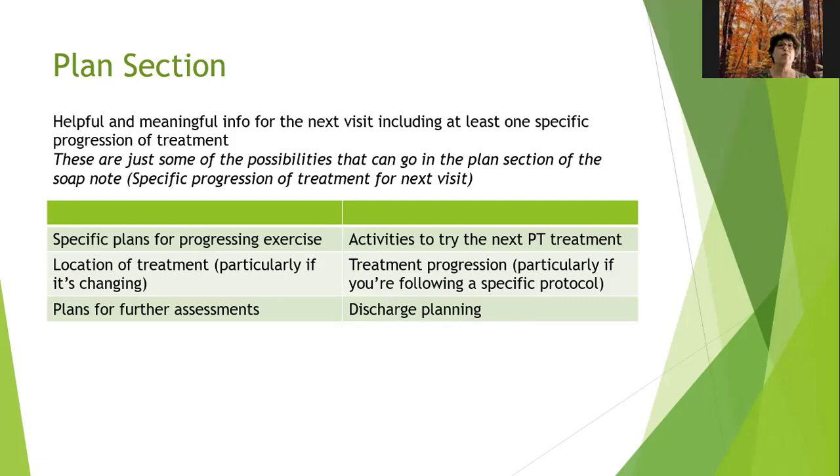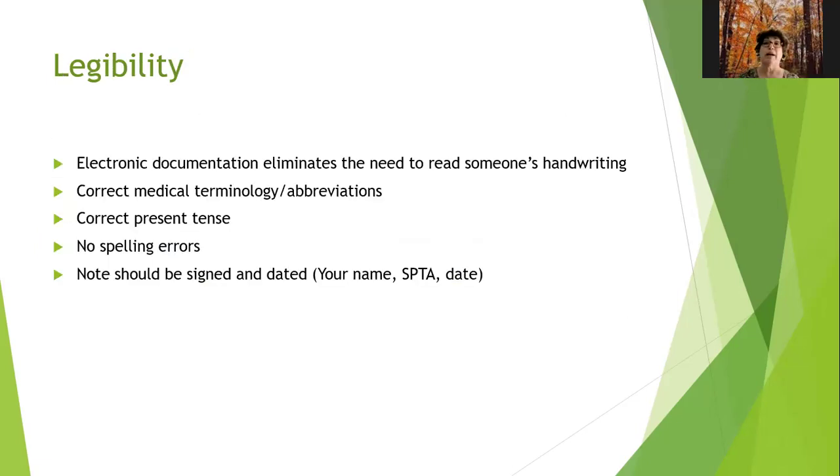So one of the things that we need to talk about is legibility. It's not as much of a thing with electronic documentation. In electronic documentation, you still have to use correct medical terminology. Electronic documentation does reduce the need for extensive abbreviations. And so my thing is, when in doubt, write it out. But it also eliminates the need to read someone's handwriting, so it's always legible, which is really nice.